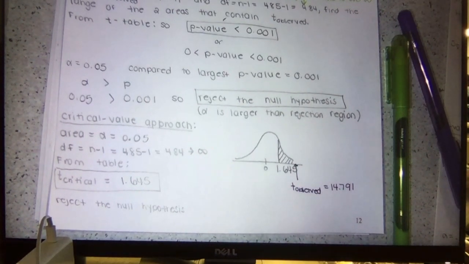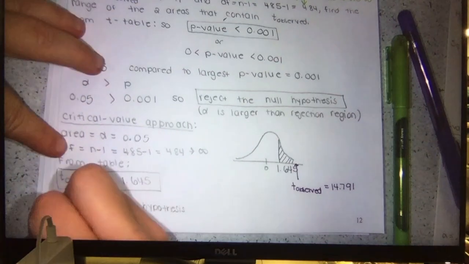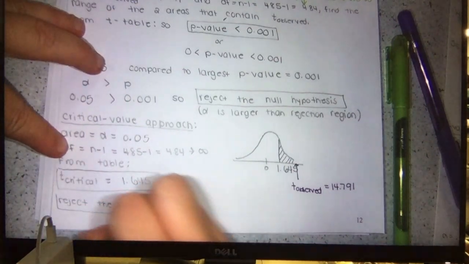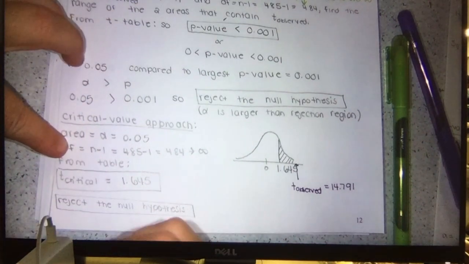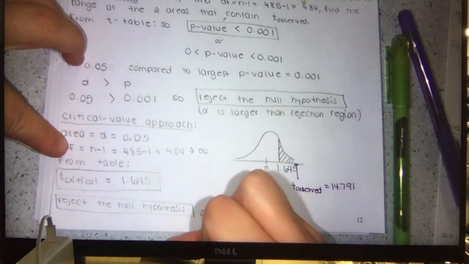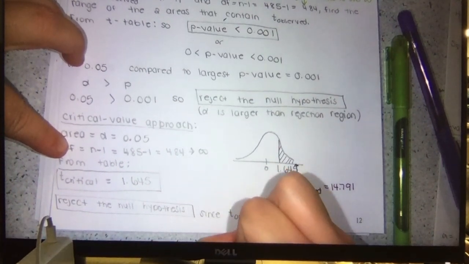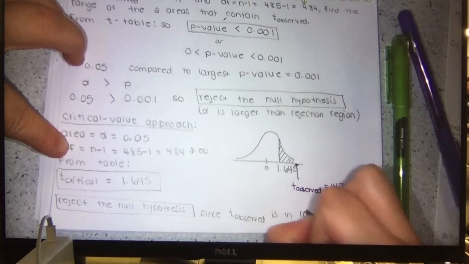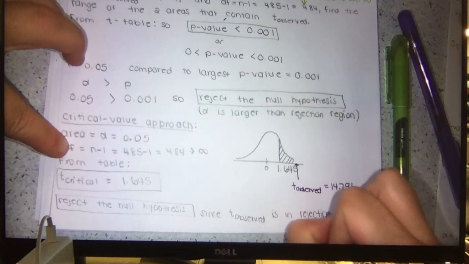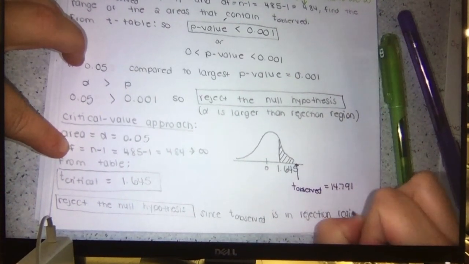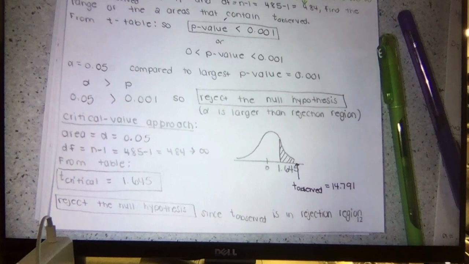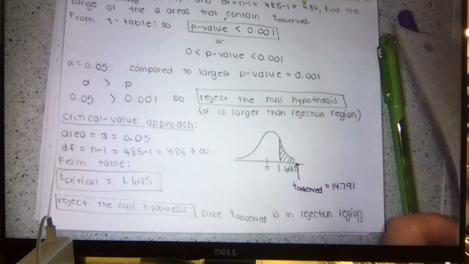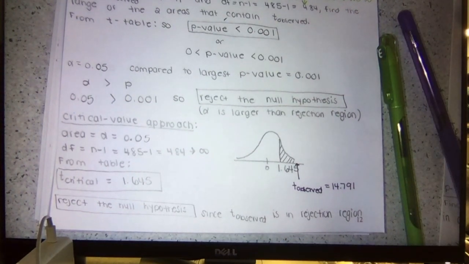So it's in the shaded region, so reject the null hypothesis, since T observed is in the rejection region. Other questions, comments, concerns on this one?